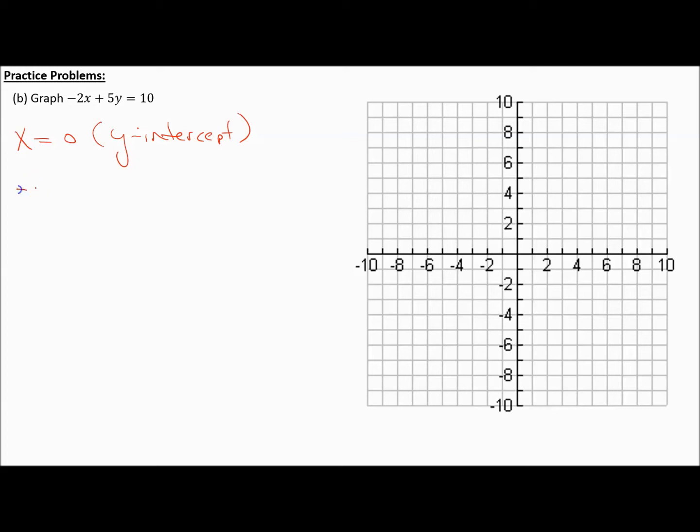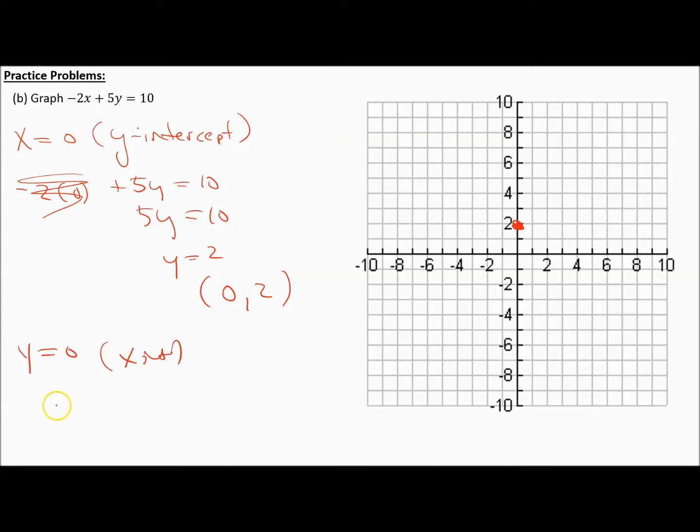So you do negative 2 times 0 plus 5y equals 10. Well, you know this is just 0, which means that's just gone, right? So that gives me 5y equals 10, which gives me y is equal to 2. So that's the point 0, 2. I'm going to plot that point. It's right there. Okay. To find the x-intercept, I'm going to let y equal 0.